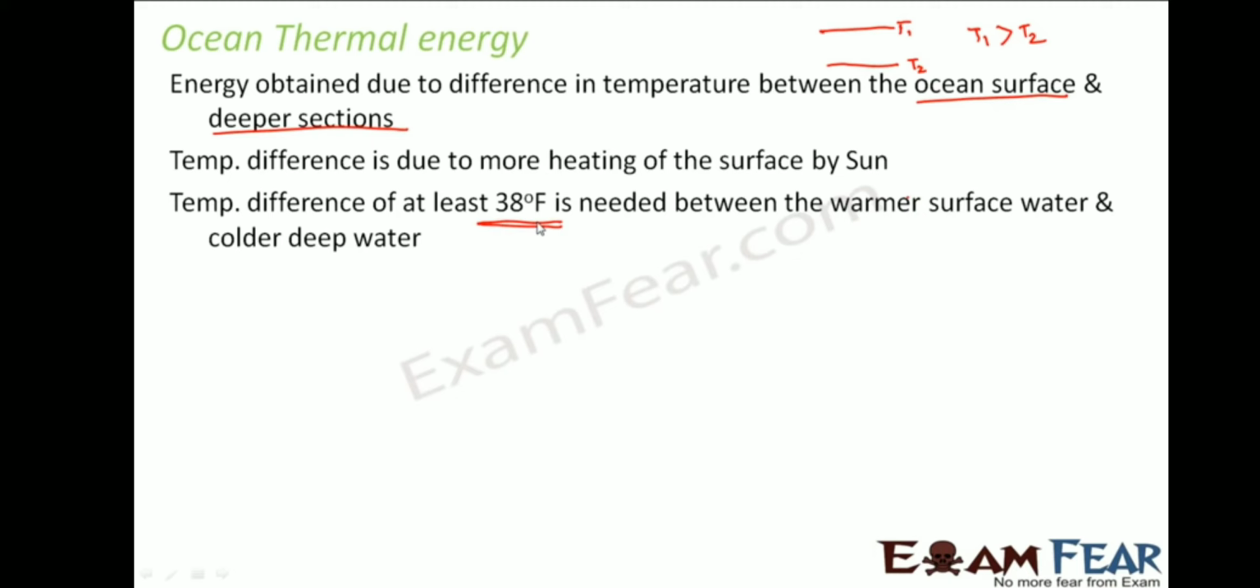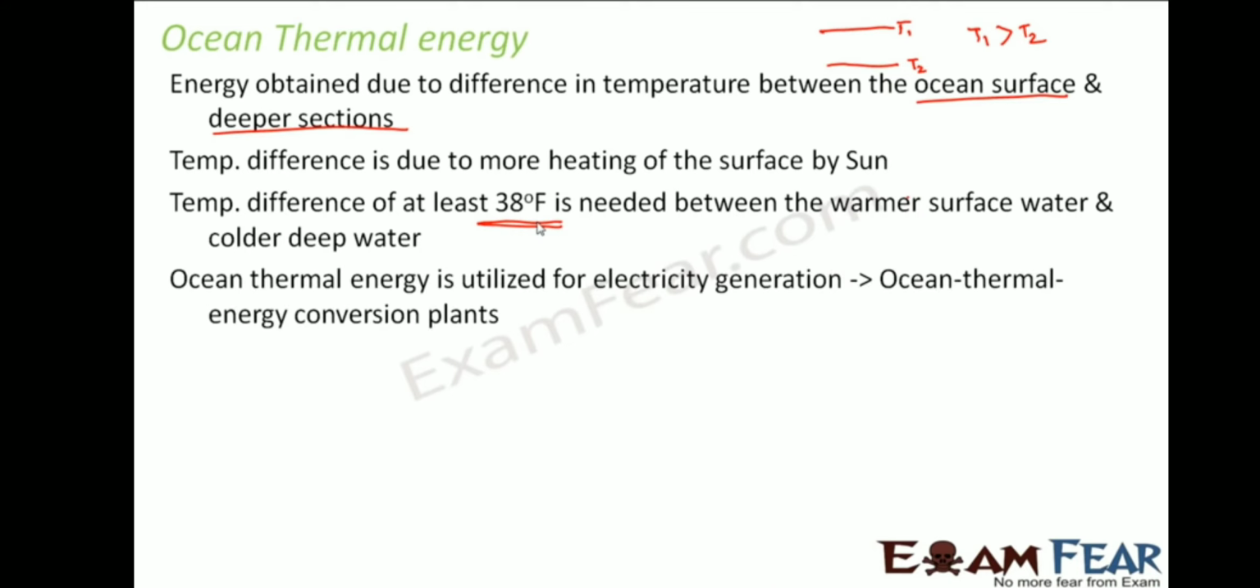If you think that you want to utilize ocean thermal energy, then the difference in temperature between the surface and deep inside the ocean should be at least 38 degrees Fahrenheit. Ocean thermal energy is again utilized for electricity generation. So how do we generate electricity? For that we construct ocean thermal energy conversion plants.